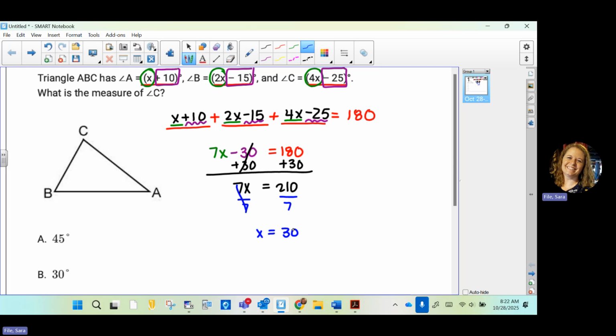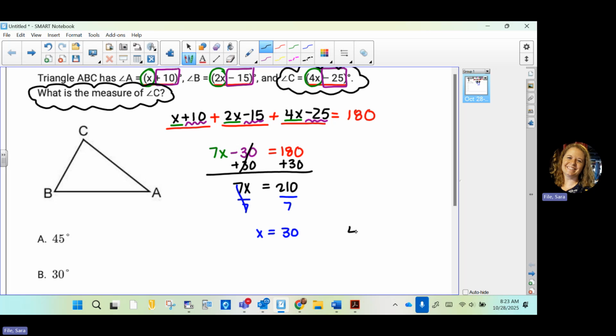No, the question didn't ask for X. If you chose B, good job on getting this far, but you didn't read carefully. You didn't go back and read what they are asking for, which I tell y'all all the time, go back and double check, is that what they're asking? They are not asking for X, they are asking for the measure of angle C, which is 4x minus 25.